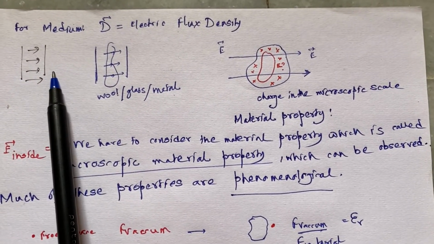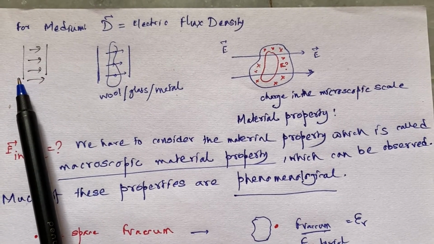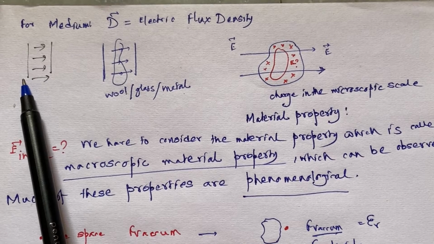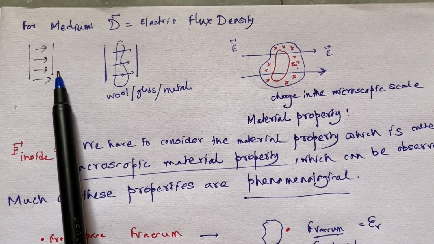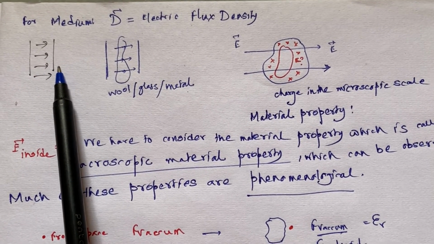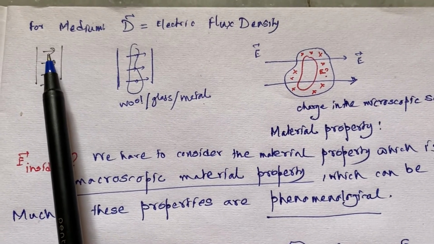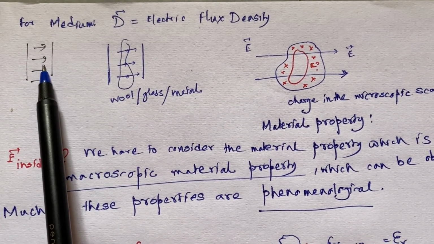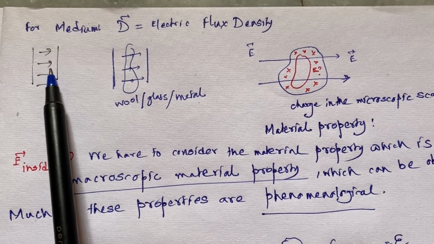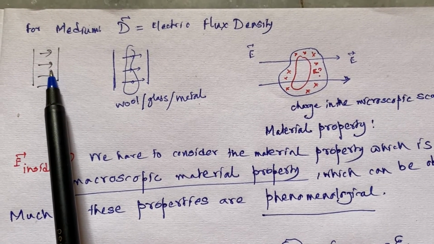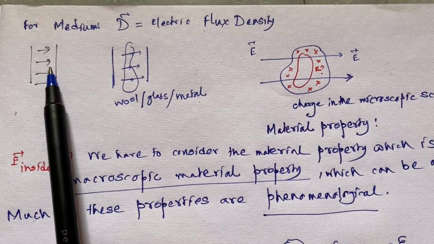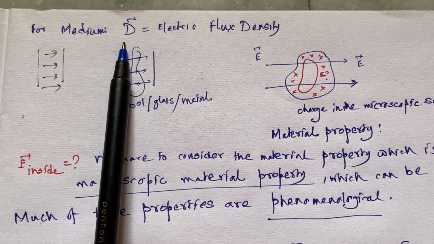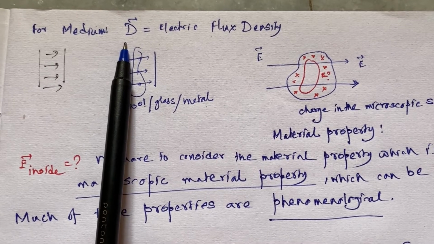These are the two plates of the capacitor. This is the left plate, say. This is the right plate, say. We have applied a potential difference between the left plate and the right plate. And the electric field, suppose, is directed from left to right. Here we have air. Now, when we have a medium instead of a vacuum, we need to consider D, which is called the electric flux density, instead of E.